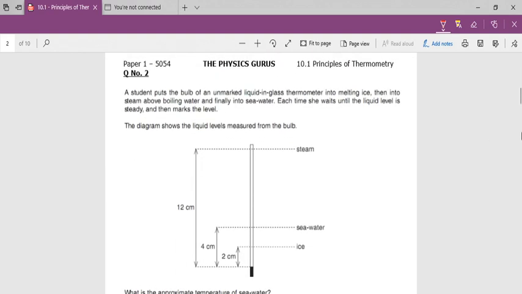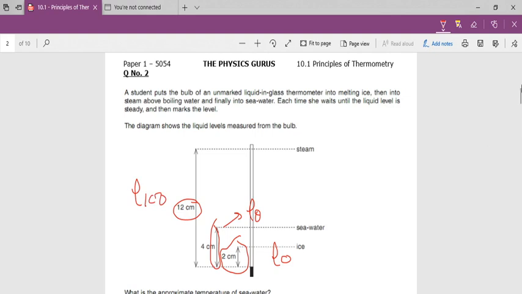Same strategy, same question but with a different scenario. In question number 1, the diagram was not given. In this question, the diagram is given. So 2 centimeters will be the value of L0. Now the 4 centimeters is the value of L theta. And this one, the steam point, so this length will be represented by L100.